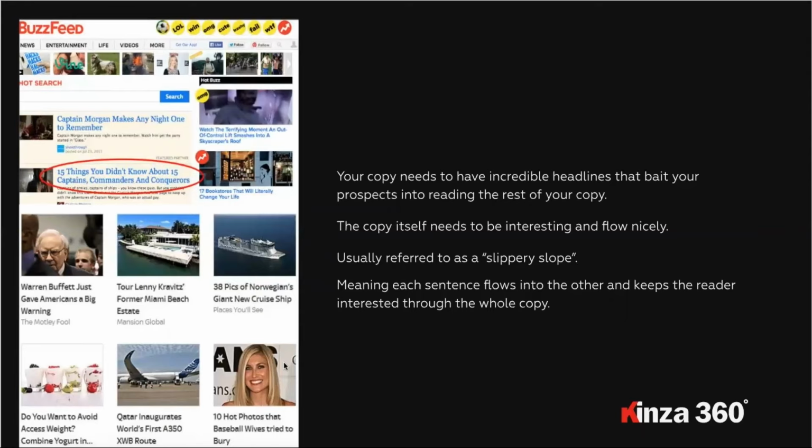It's going to be so much easier because your copy needs to have incredible headlines that bait your prospects into reading the rest of your copy. So the headline is fantastic. Honestly, I think you can use a tool for headlines. There are specific tools that will give you good ideas, like the headline analyzer. But the copy itself needs to be interesting and flow nicely. Usually it's referred to as the slippery slope, meaning each sentence flows into the other and keeps the reader interested through the whole copy.